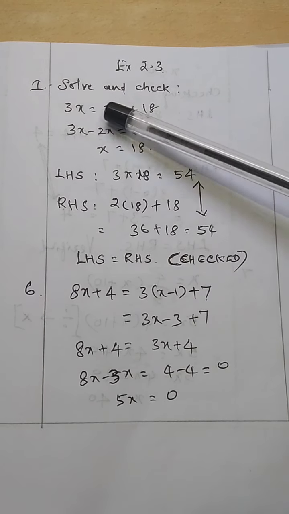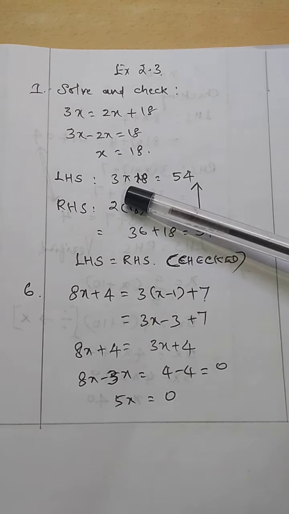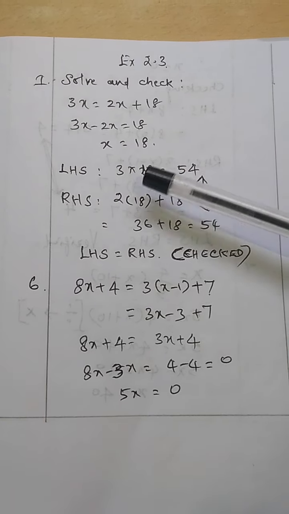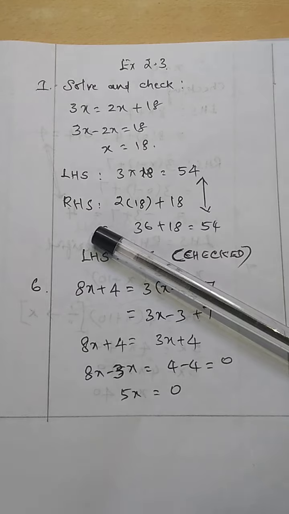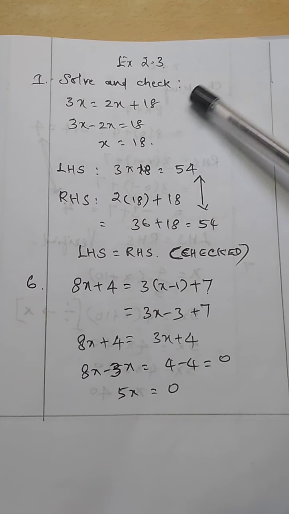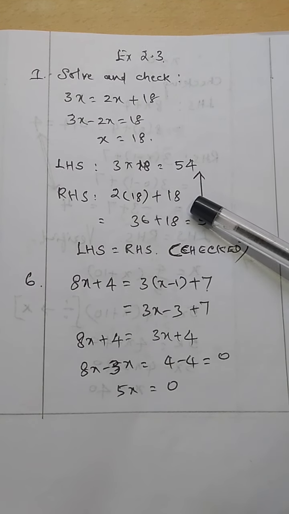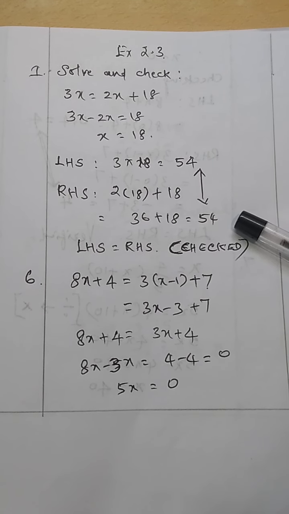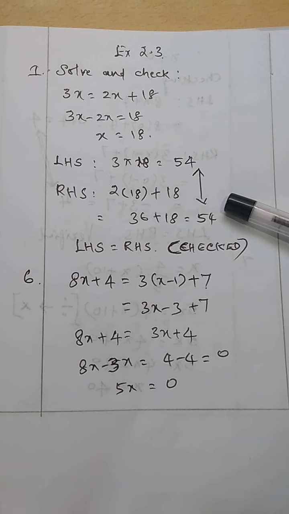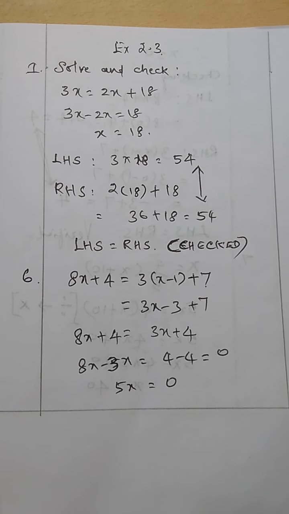In the case of LHS, it is given as 3x. So 3 into x, that is 18. So 3 into 18 gives me 54. On my RHS, it is 2x plus 18. So 2 into 18 plus 18. So it becomes 36 plus 18, that is equal to 54. So your LHS and RHS are equal, so you can claim that you have checked the answer.